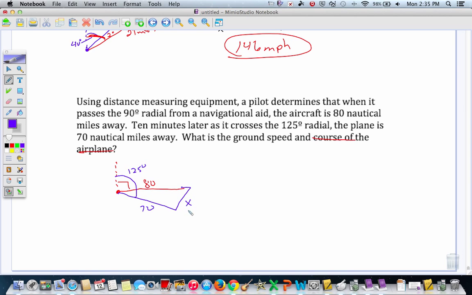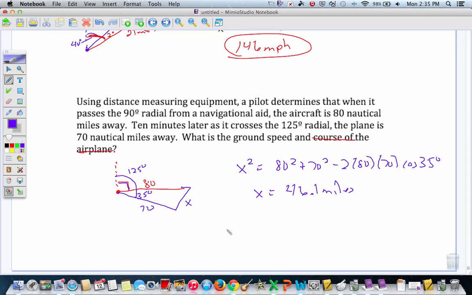We want to find the speed of our plane. So our plane has traveled from here to here in those 10 minutes. I've mentioned this was a right angle. This is 125 degrees, so 125 minus 90 is going to give me a 35-degree angle in here. And much like our last problem, to find x, we could say x squared equals 80 squared plus 70 squared minus 2 times 80 times 70 times the cosine of 35 degrees. If we plug that into our calculator, we're going to get x to be about 46.1 miles. So in our 10 minutes, our aircraft has traveled 46.1 miles.